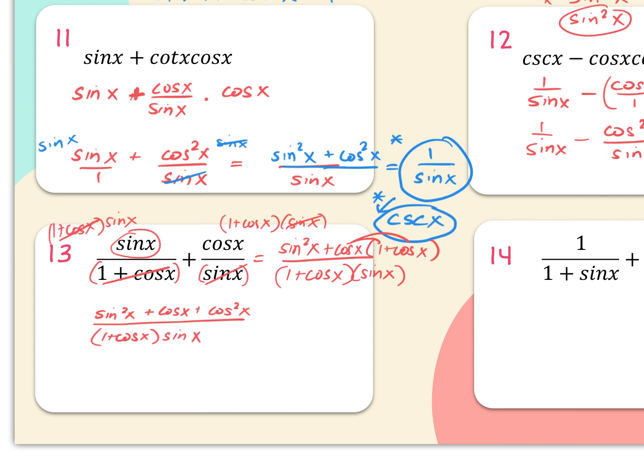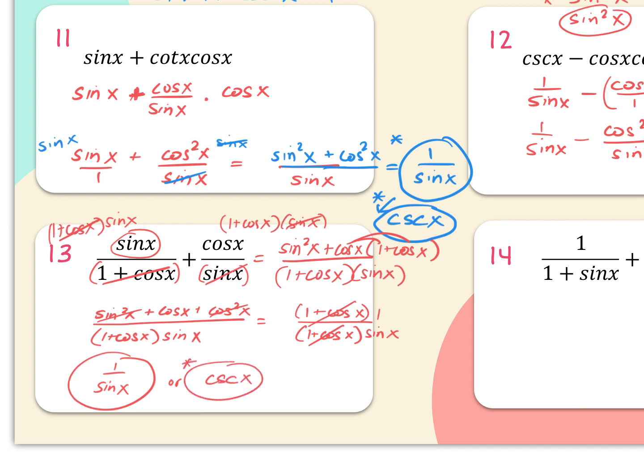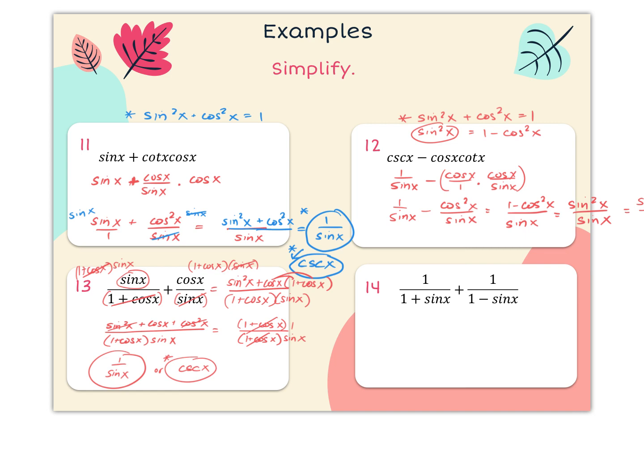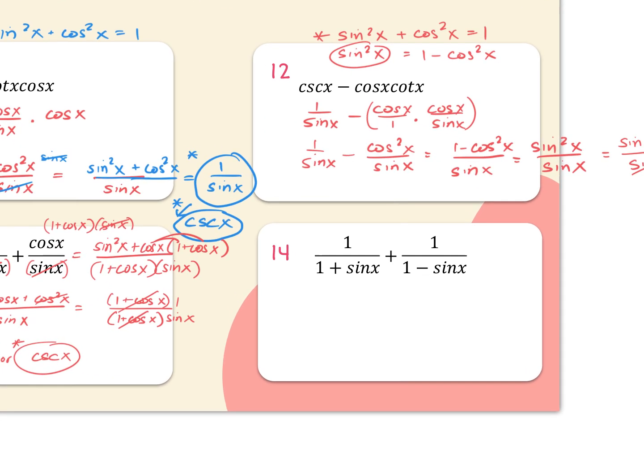Now, I know that if I take sine squared of x and cosine squared of x, that converts to 1 because it equals 1. And I get 1 plus cosine of x over 1 plus cosine x times sine x. And I realize, oh, this 1 plus cosine x is going to cancel out, and I'm going to be left with 1 over sine x, which is totally acceptable. Or I know that's cosecant of x, which is probably the best answer here. Okay? And then lastly, I'm going to go to 14.